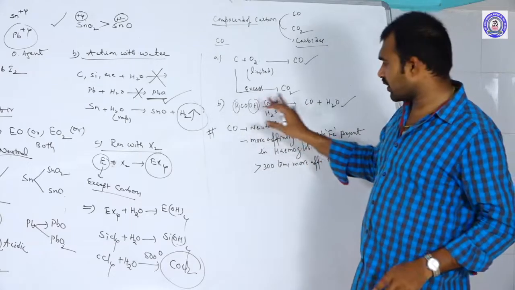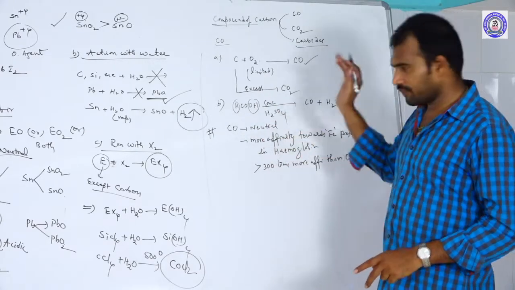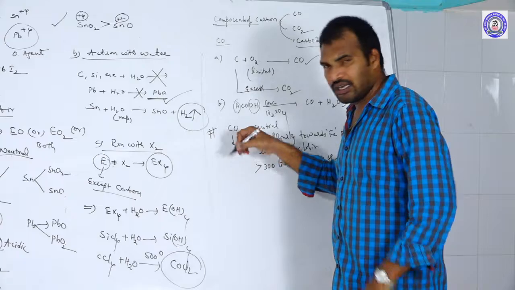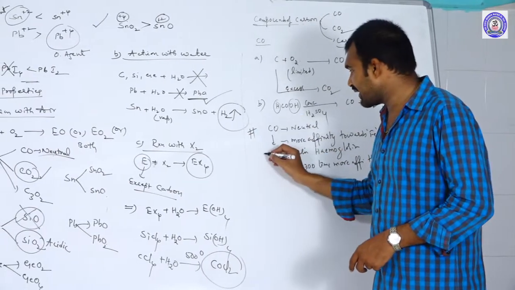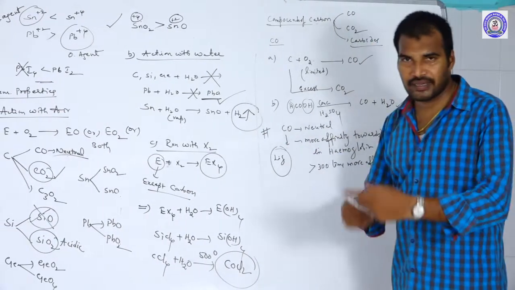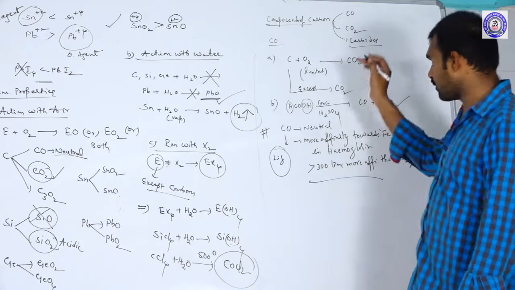Anyhow, this is about the carbon monoxide properties. Let us begin. CO has an excess of electrons in the form of lone pairs. That is why it acts as a ligand. We can use it as a ligand. So this is about carbon monoxide.